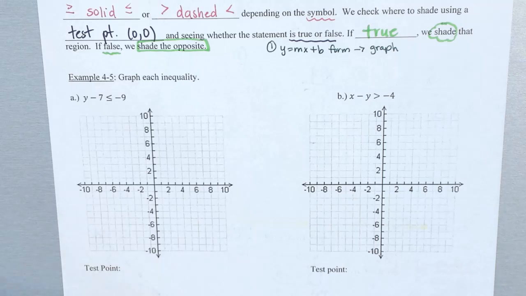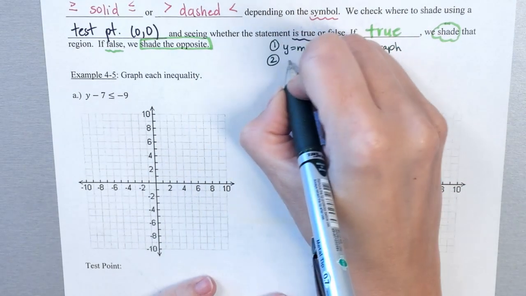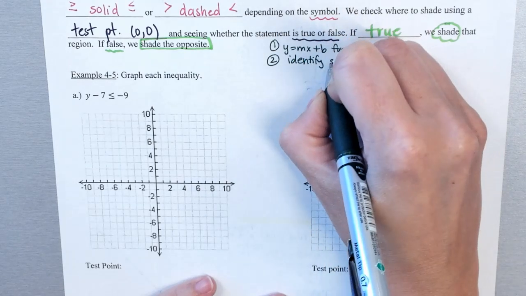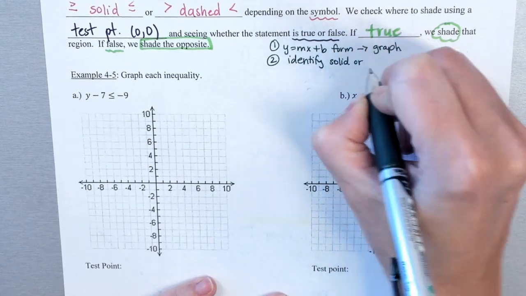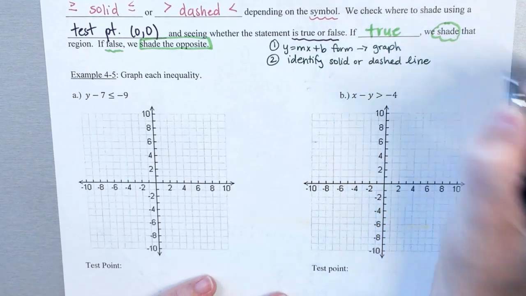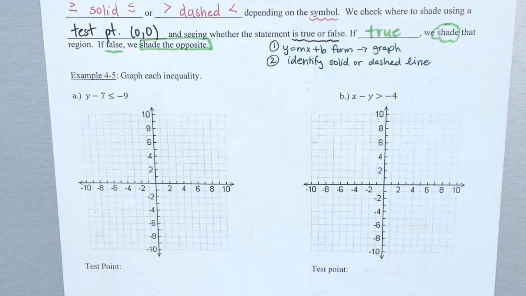All right, and then we're going to identify the type of line it is. So we're going to identify if it's solid or dashed. That's an easy mistake to make because we're so used to graphing solid lines. Okay, so make sure that you check that.